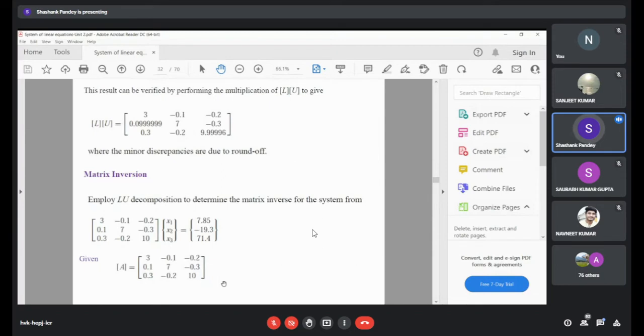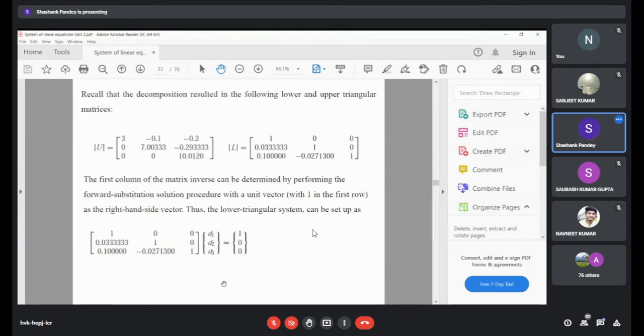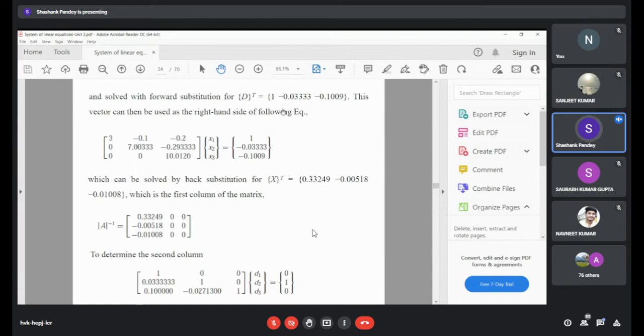In order to calculate the inverse, the first step is to take this lower triangular matrix and assume three constants d1, d2, d3. To get the first column of the inverse of matrix A, we replace the right hand side with 1, 0, 0. Then we calculate the values of D, which is the new right hand side, and solve for x1, x2, and x3, which gives the first column of the inverse of matrix A.